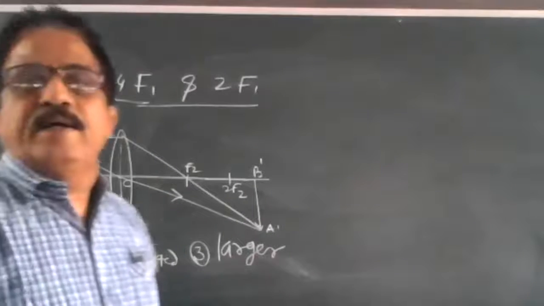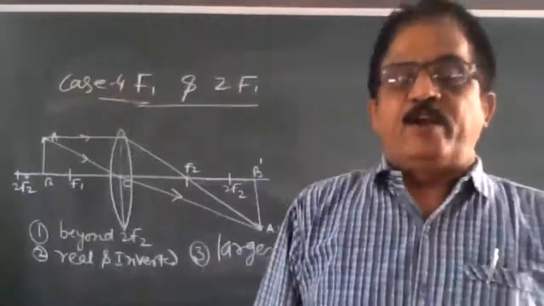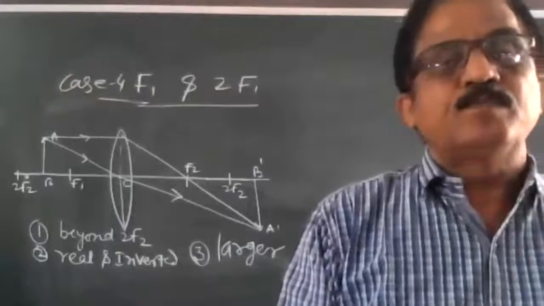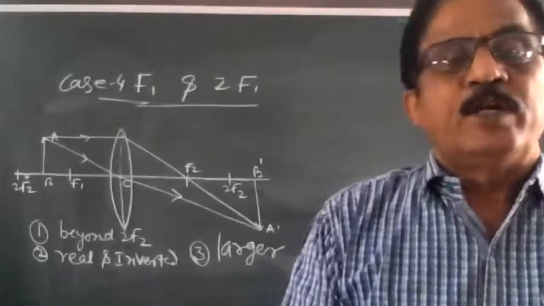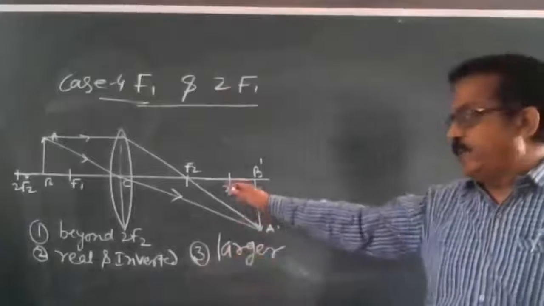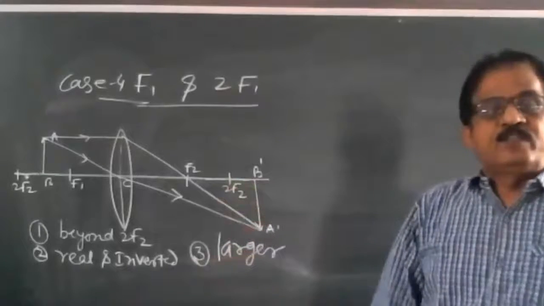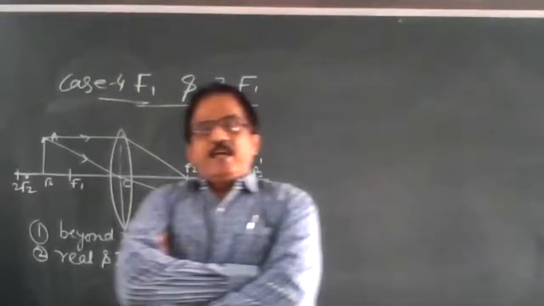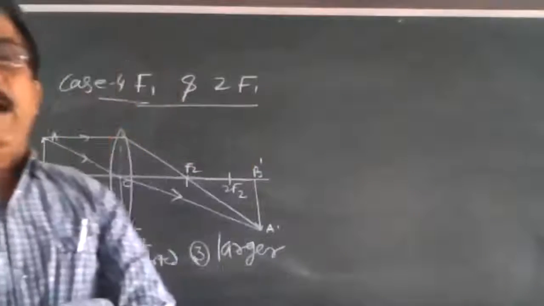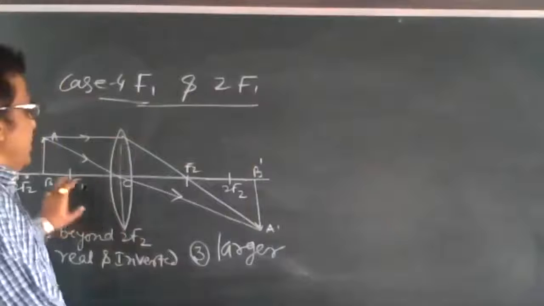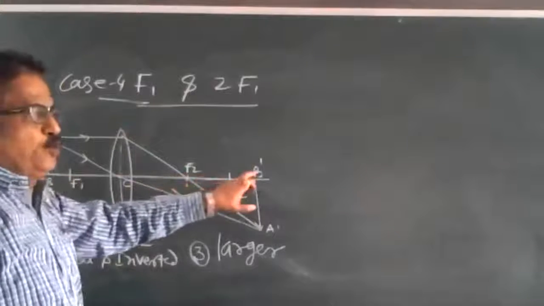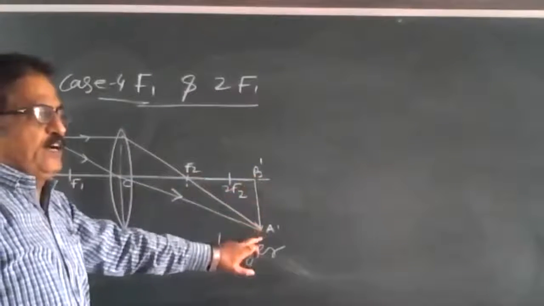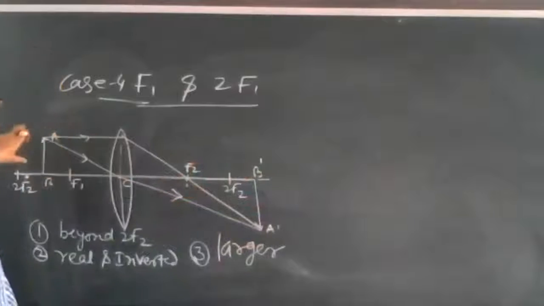Okay? Yes, dear children, can you listen to me? Draw this figure and write all three properties. This is case number 4: when the object is held in between F1 and 2F1, we are getting the image beyond 2F2, real and inverted and larger in size than the object.